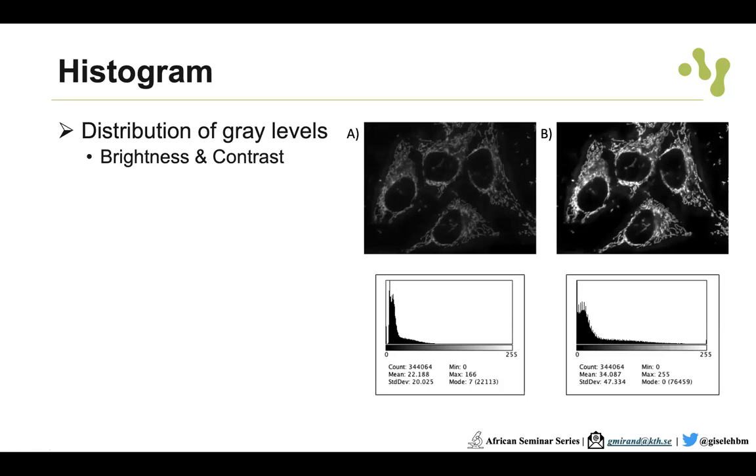Brightness is a relative term. If we analyze images A and B, we can see that B is brighter than A, and it also has a higher contrast. And we can see this through the histogram. In A, the range of values goes from 0 to 166. And in B, it occupies the whole range of possible gray levels. So we say that B has a higher contrast, and it's also brighter.